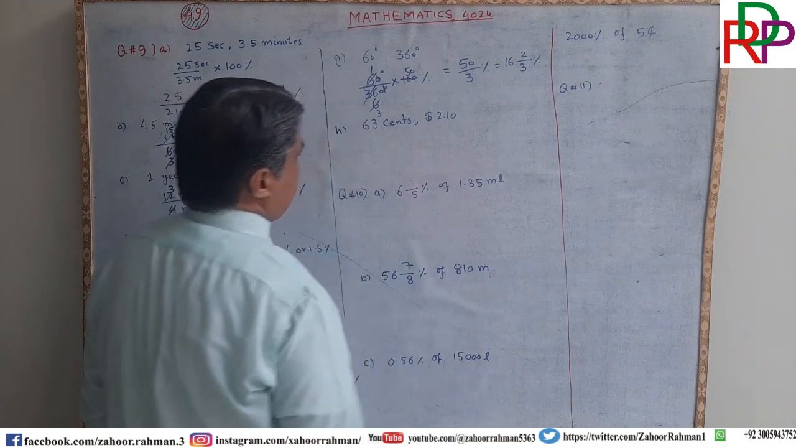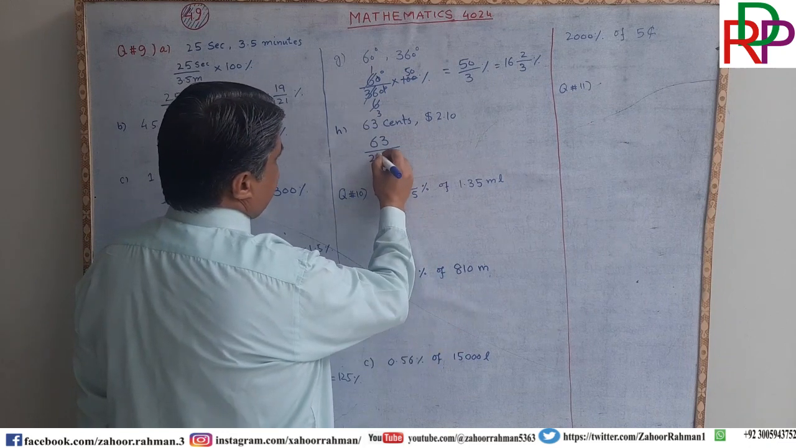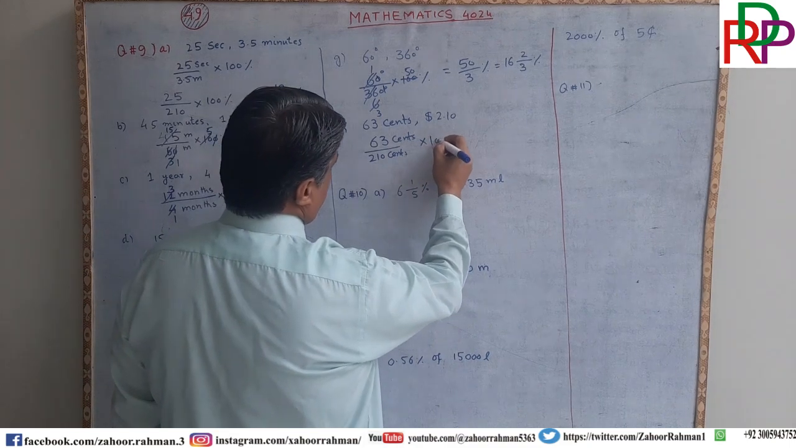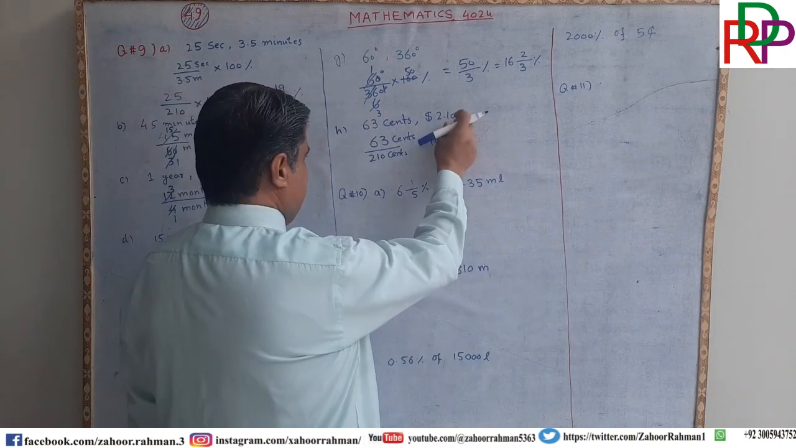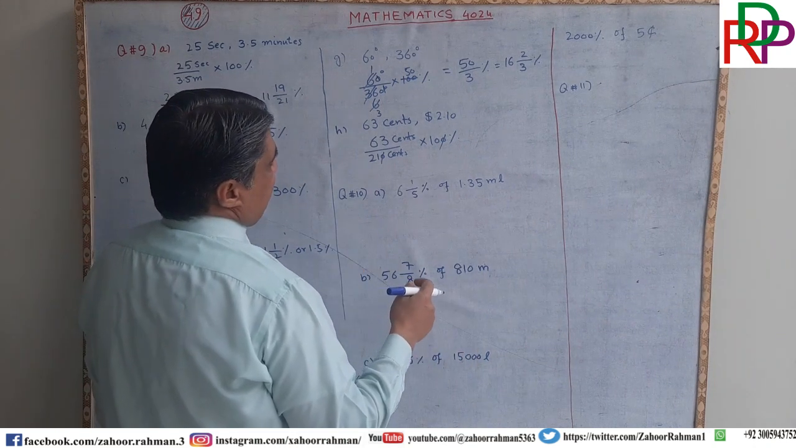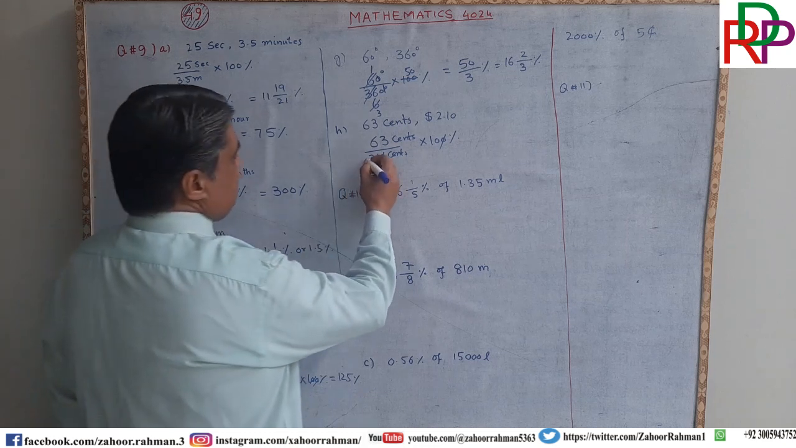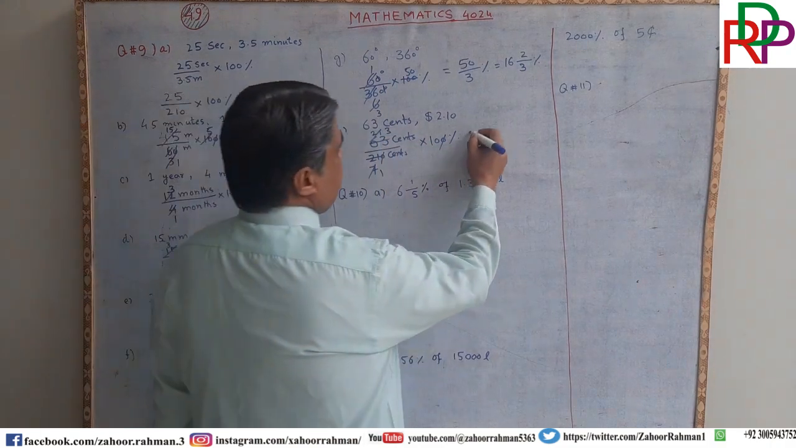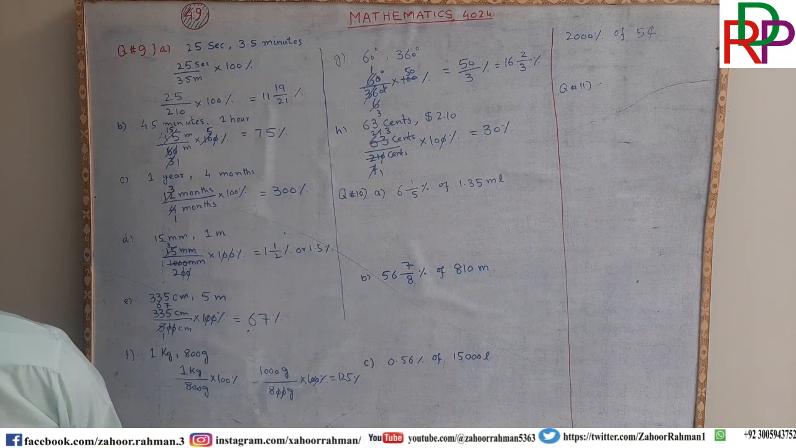63 cents and $2.10. So we are writing 63 and then 210 cents. Both are now in the same unit, and we have to introduce 100%. So $2 means 200 cents, and this is the cent after the decimal, so the total is 210. Now I cancel this by this. 3 sevens are 21 and 3 twos are 6 and 7 threes are 21. So it means that it will be 30%.